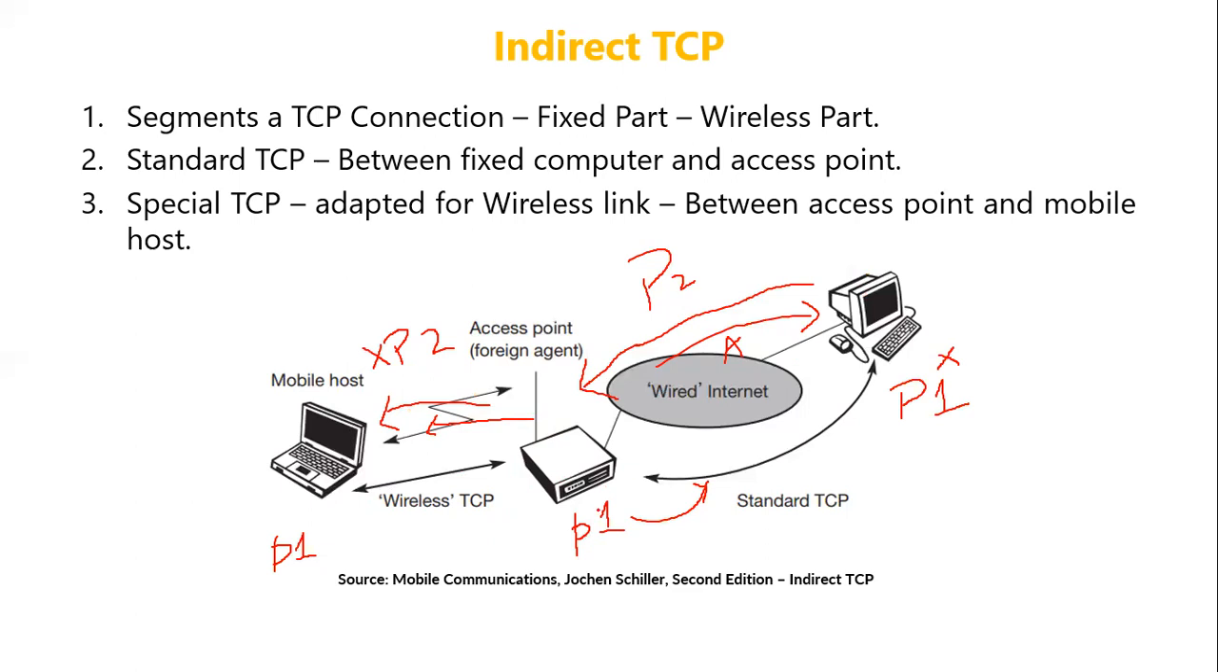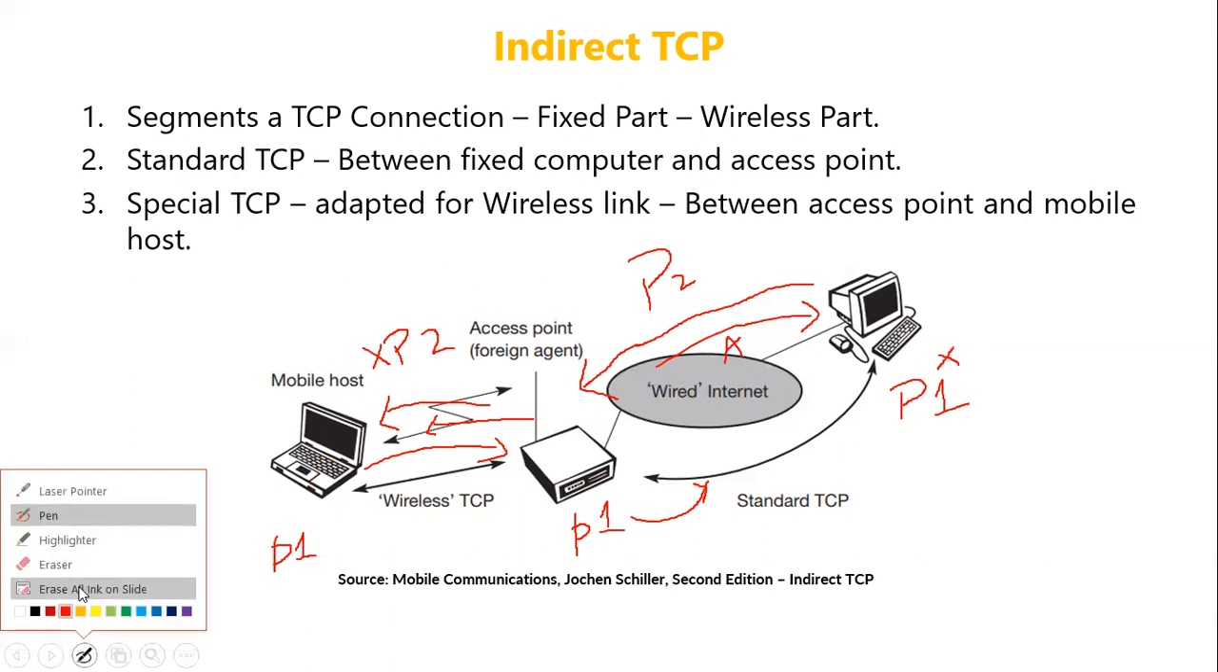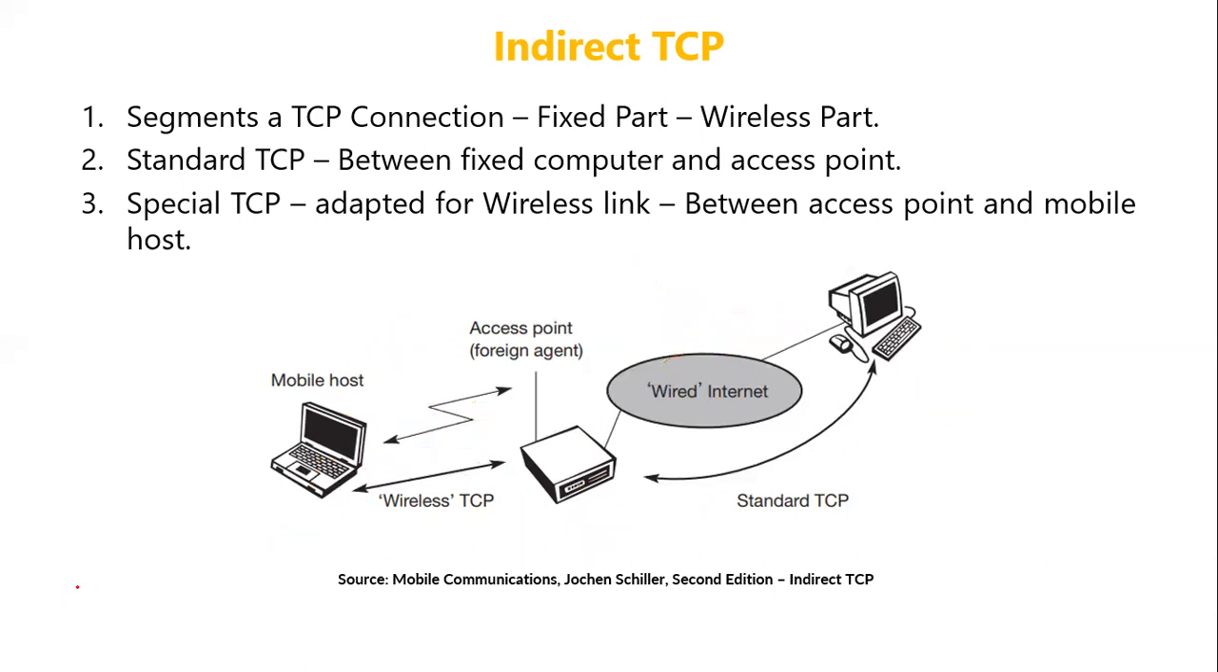Okay, right? Similarly, while transmitting the packet from the mobile host to the access point through the wireless link, if there is a packet loss, then there will not be any acknowledgement from the access point. So the mobile host itself will retransmit that. So this is how the retransmission and the actual communication happens, right?